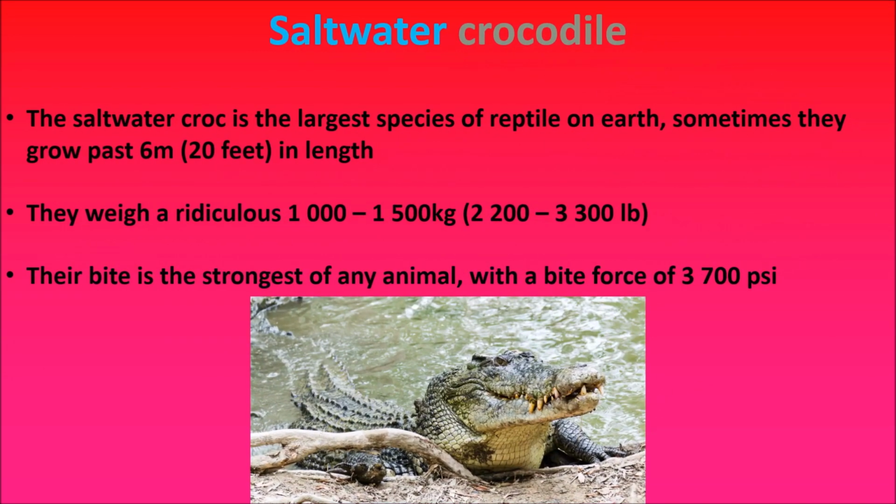We've looked at the 2 species of alligators, now let's look at some crocodiles. First of which is the saltwater crocodile, which is the largest species of reptile on Earth. Sometimes they grow past 6 meters, or 20 feet in length, and they weigh a ridiculous 1,000 to 1,500 kilograms, or that's 2,200 to 3,300 pounds. Their bite is the strongest of any animal, with a bite force of 3,700 psi. That's just absolutely ridiculous.